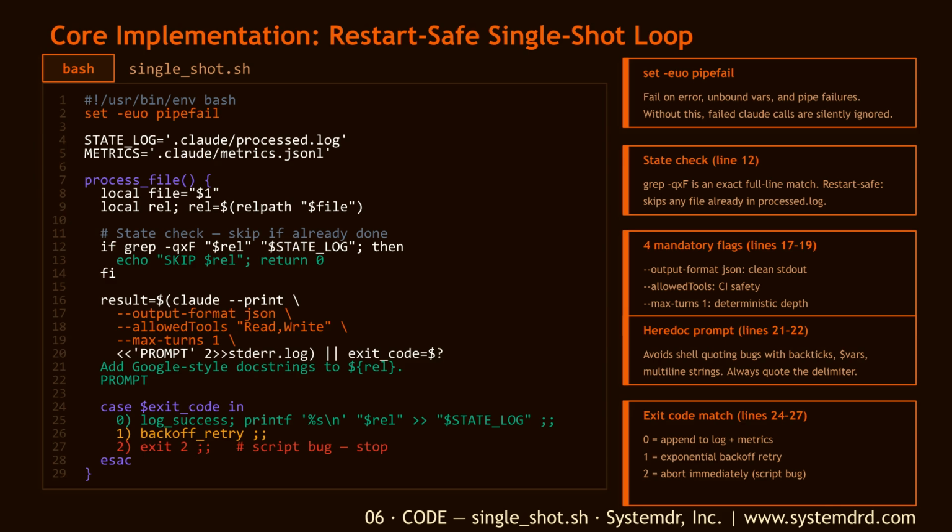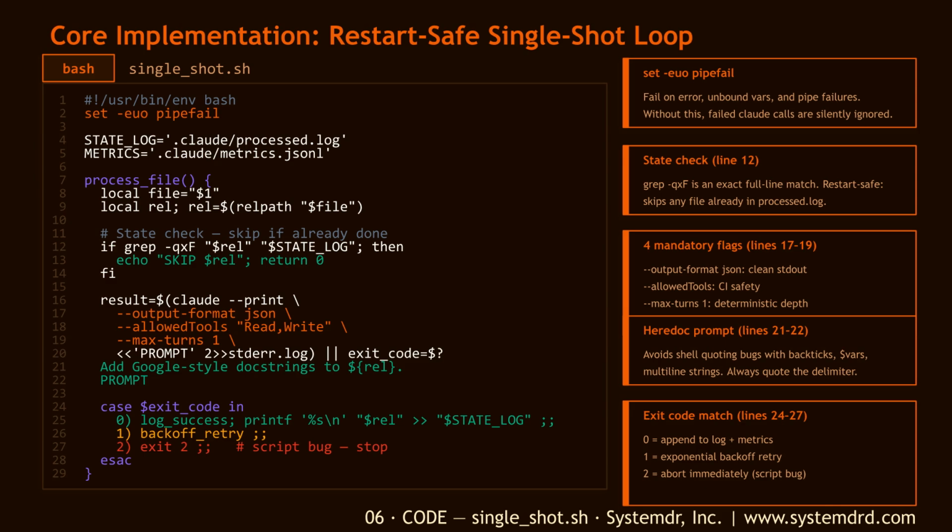Lines 24 through 25, the case statement on exit code. Exit 0 is the happy path. Log metrics, append a state file, continue. Exit 1 is recoverable. Call the backoff retry function, which implements exponential backoff with up to 3 attempts. Exit 2 is a programming error in your script. Stop the entire pipeline immediately. You do not retry exit 2.